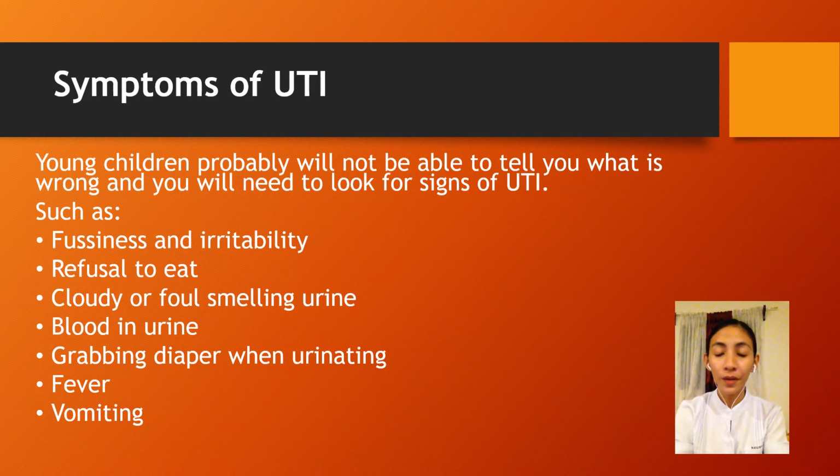These are the symptoms of urinary tract infections that can manifest in children. Most probably, young children will not be able to tell you what is wrong or cannot verbalize what they are feeling. So, we need to look for the signs of UTI. First is fussiness and irritability. Next is refusal to eat, or walang gana kumain. Next is yung cloudy or foul smell ng urine. Next is yung blood in urine. Next is a sign of discomfort ng bata, which is grabbing the diaper when urinating. And next is fever, and lastly is vomiting.